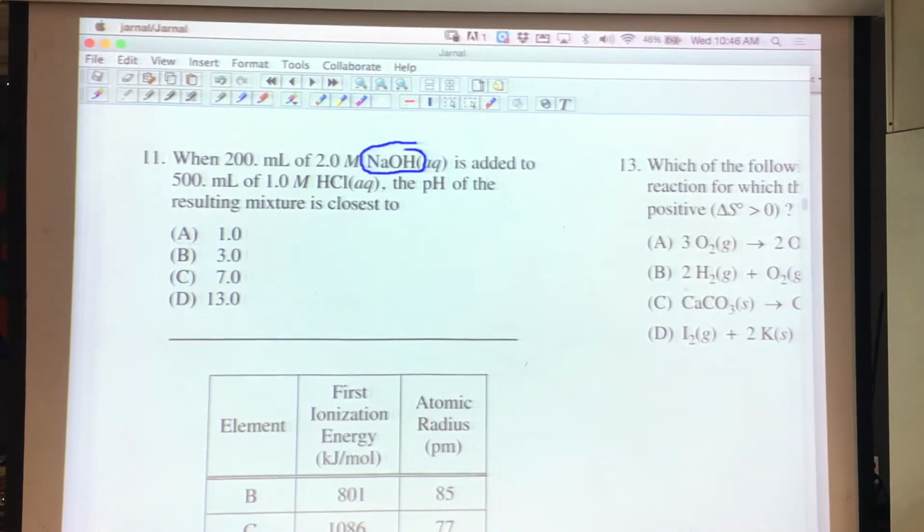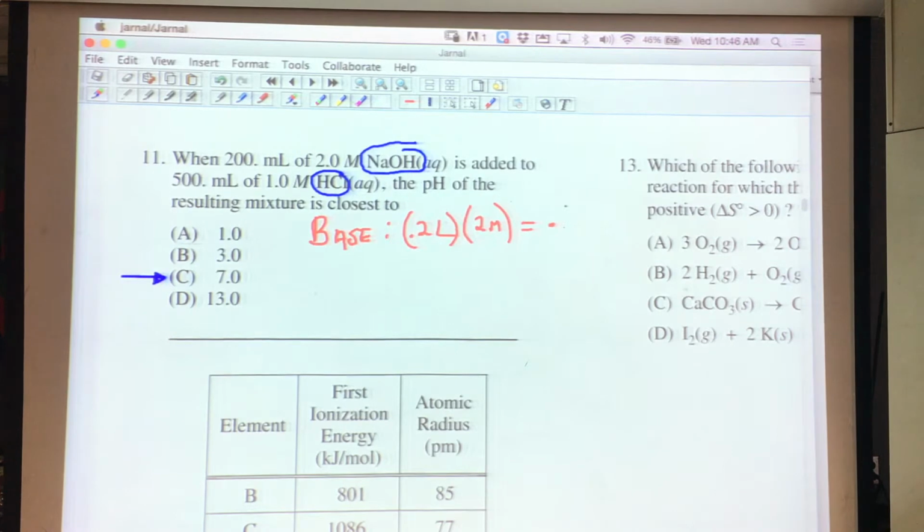Number 11, they're adding what? Strong base to strong acid. We would get a pH of 7 if we have exactly the same amount of acid as base. But how many times have I asked you to figure out the moles of acid and moles of base? 1,000,000 times. So for the base, I'm going to take 0.20 liters and multiply it by 2 molar, that's moles per liter. 2 times 0.2 is 0.4, and that's moles of base.